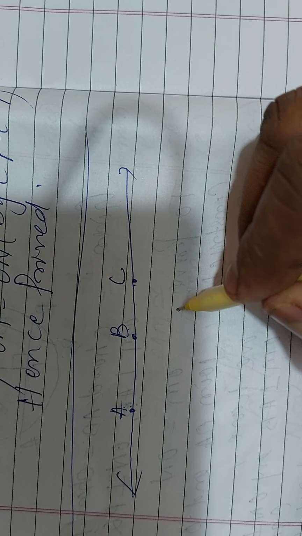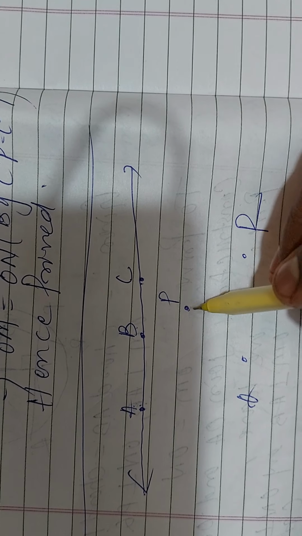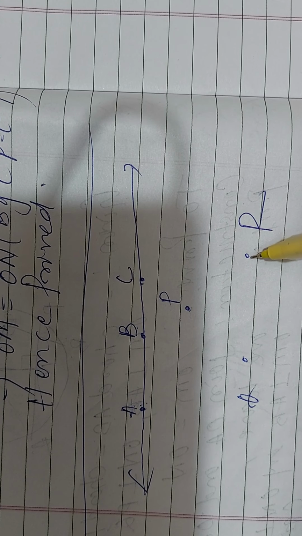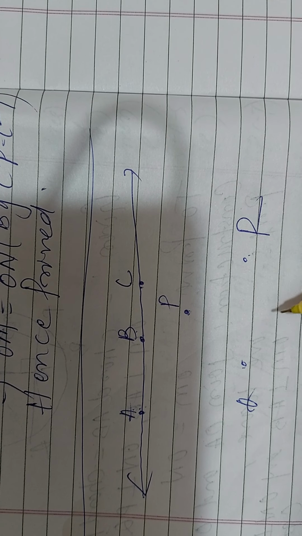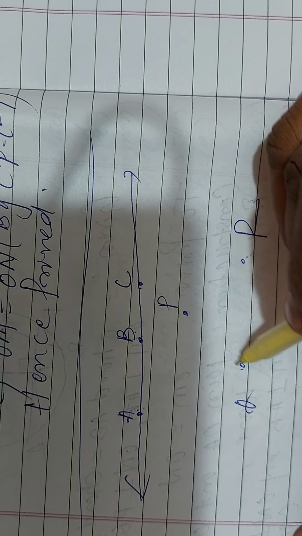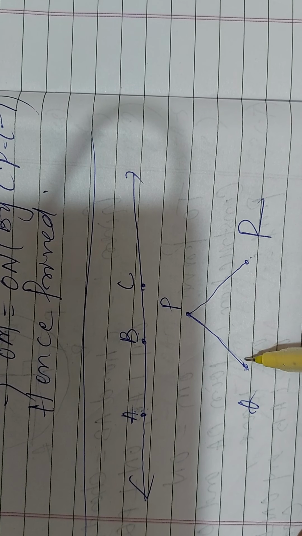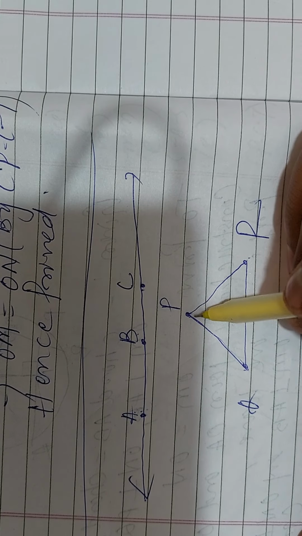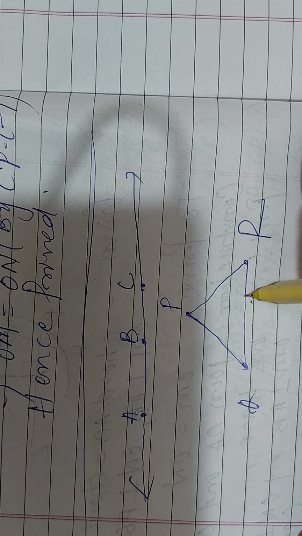Non-collinear points here are P, Q, R. They are known as non-collinear points as they do not lie in a same straight line. Always 2 points lie on a straight line, while 3 points here do not lie in a straight line. If we join these three, a triangle is formed, a polygon of 3 sides is formed.